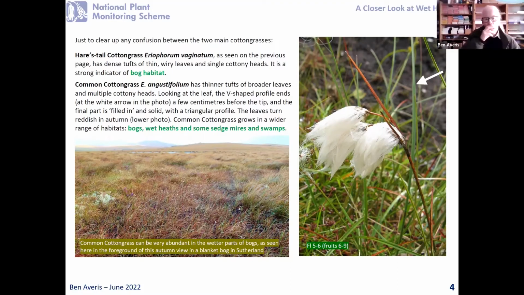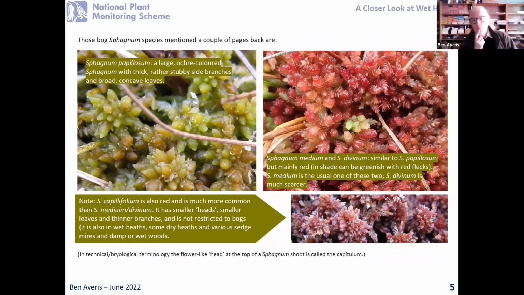So common cotton grass will grow in wet heath as well, and in bogs and a whole load of other wet places. It's got a wider habitat range than hare's tail cotton grass. So you can get bits of common cotton grass in a wet heath, though it's on the whole more common in bogs than it is in wet heath, definitely more common in bogs. So the next page has a couple of mosses.